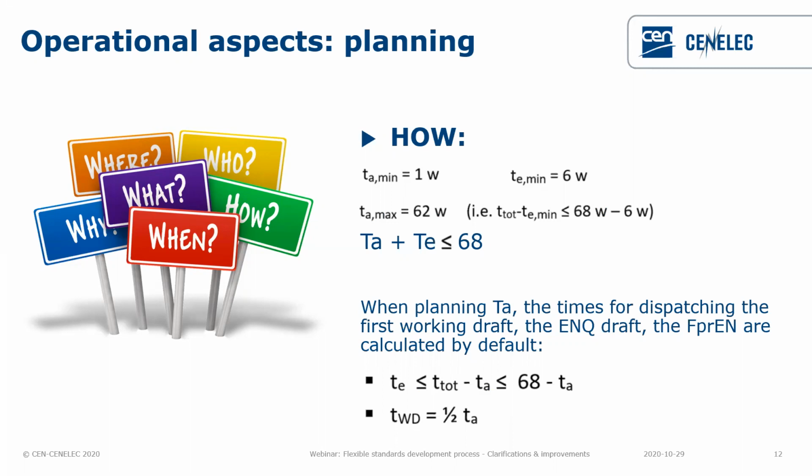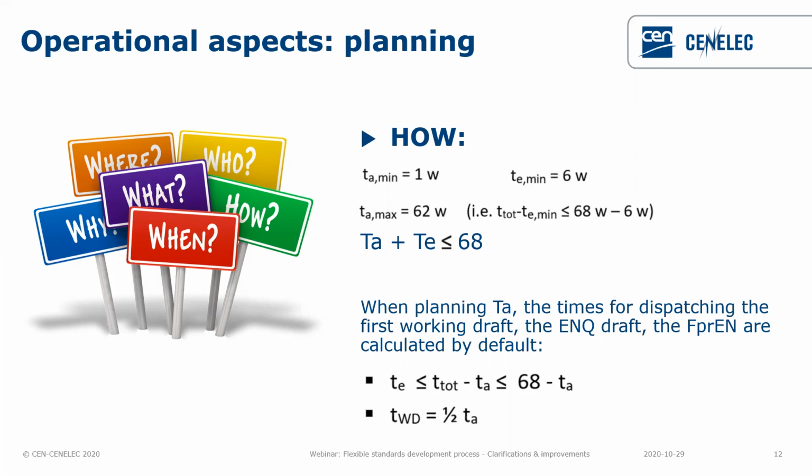And at the end, with a total of a maximum of 68 weeks, it means that if we take into account those 68 weeks for those two stages, minus the 6 weeks, which is the minimum duration for stage E, the maximum duration for stage A, which means the stage between the approval of the work item until the delivery of the draft for public inquiry, shall be a maximum of 62 weeks.